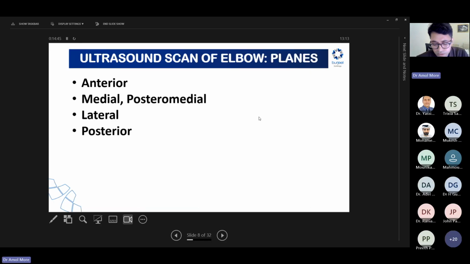All right. So when we are talking about ultrasound of the elbow for normal assessment, we assess the elbow in mainly 4 planes. Those are anterior, medial, along with the posterior medial aspect, lateral, and posterior. So we will see these planes one by one.